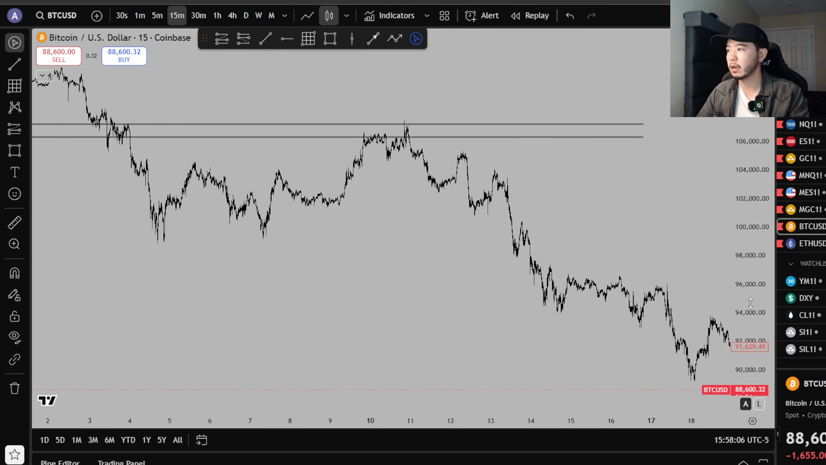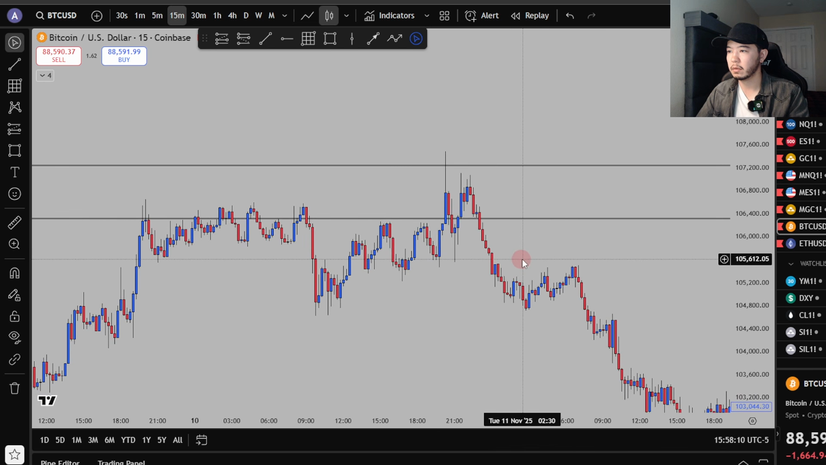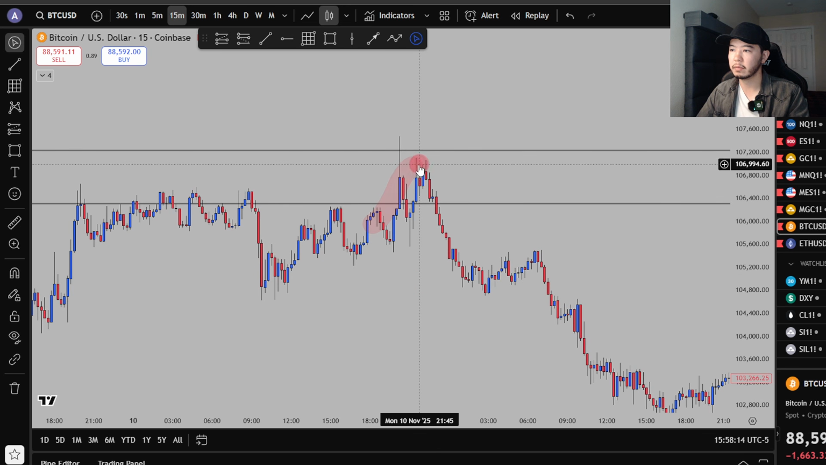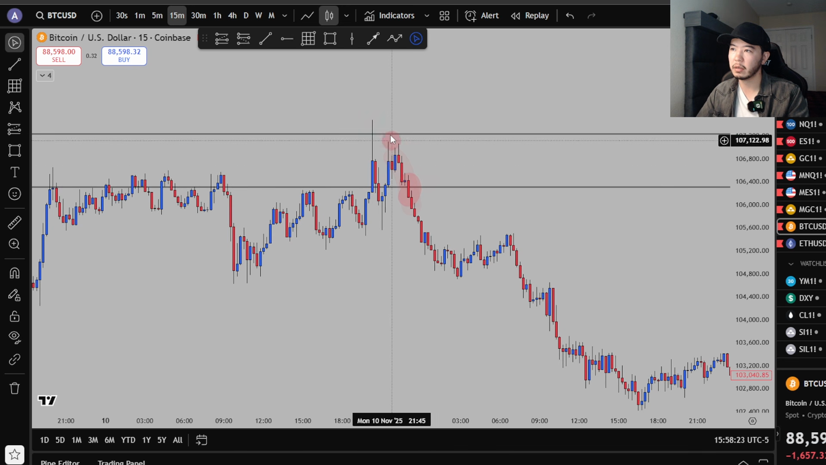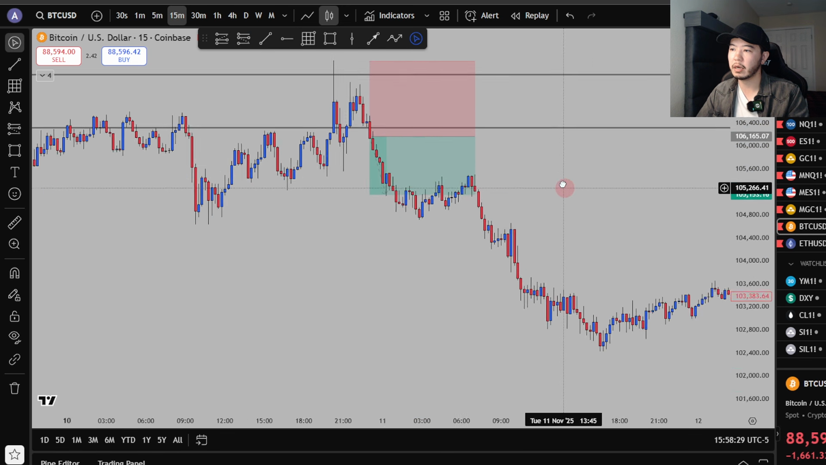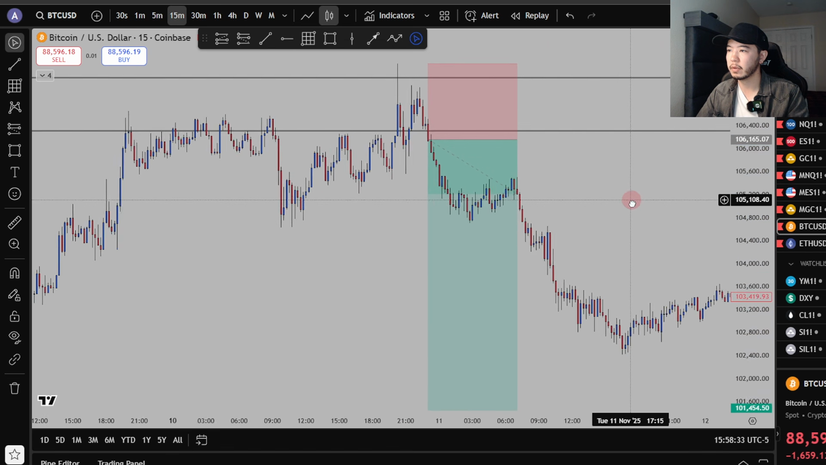Let's find that line right here. So we close above it, close below it. This is the most recent candle. Not only do we engulf it, we close below it. You get in right here, and I put my stop loss right here, and I target this area.